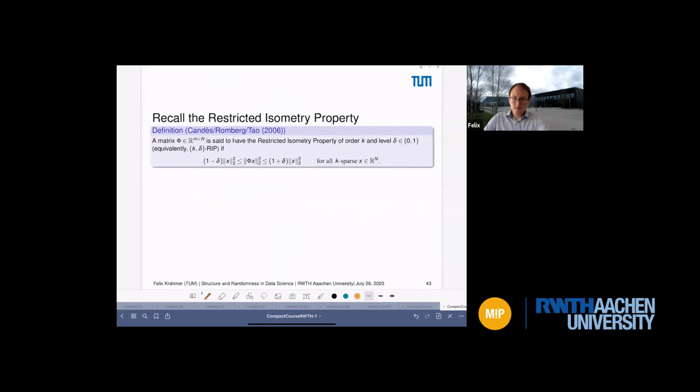And now I want to draw a connection to a concept that you've seen before in the first part, namely the restricted isometry property. So this is to recall. We have used it multiple times already in the second part. Let me just quickly recall it: we're asking that our matrix phi would be scaling. If you apply it to a vector x that is k-sparse, then the result would be between 1 plus delta and 1 minus delta times the true norm.